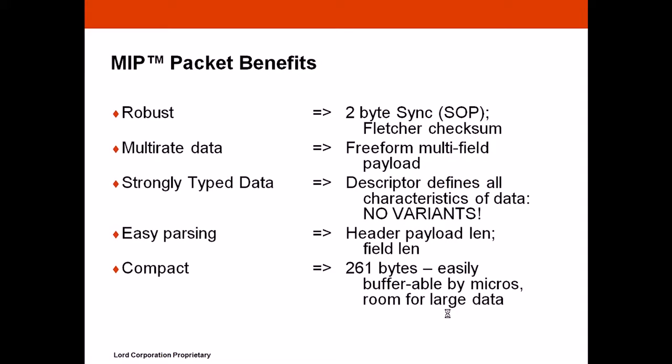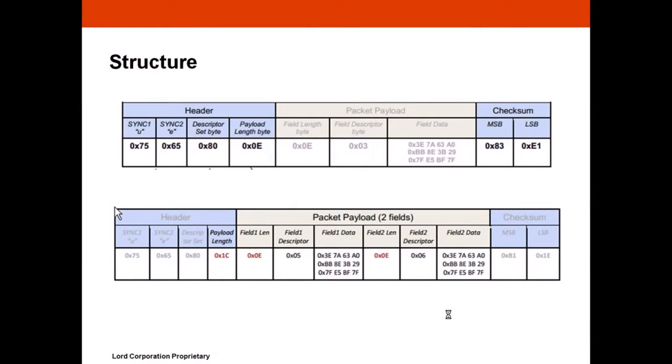It's easy parsing. We designed it to be easily parsable by embedded processors. And it's compact. 261 bytes is the maximum size of the packet. This is a compromise between size and ease of handling and predictable buffering on a microcomputer or an embedded computer system. So the structure of the packet is straightforward. If you've used packets before, it's very familiar. You may wonder why we designed another packet, but I'll show you as we go along why we needed to do that.